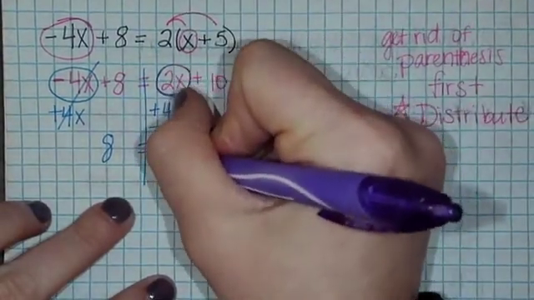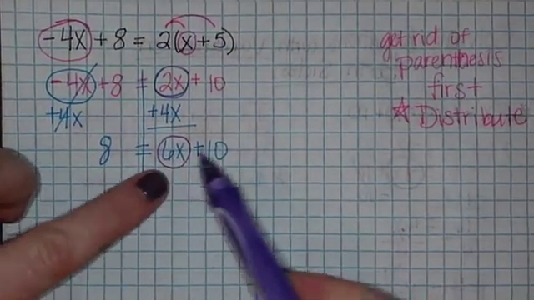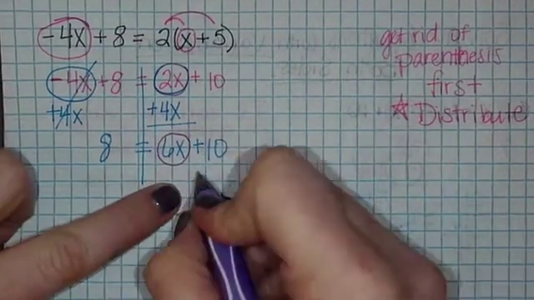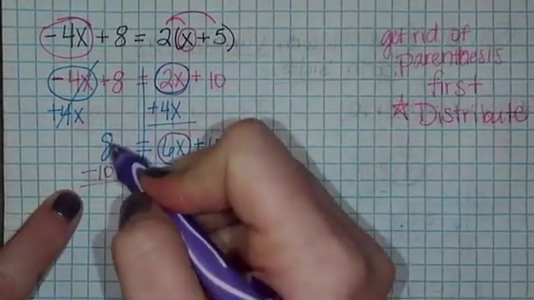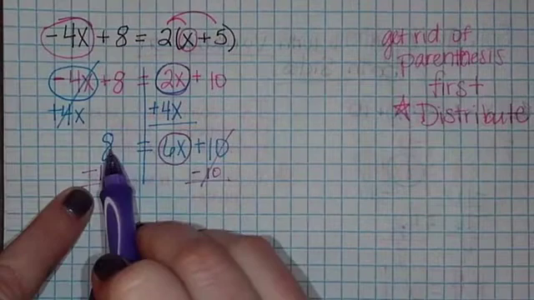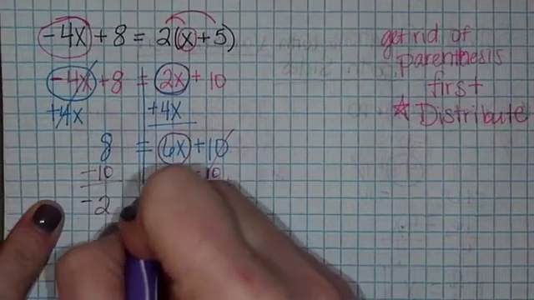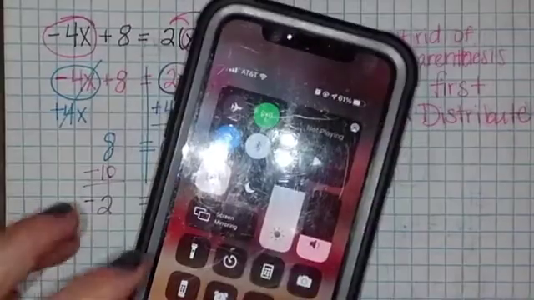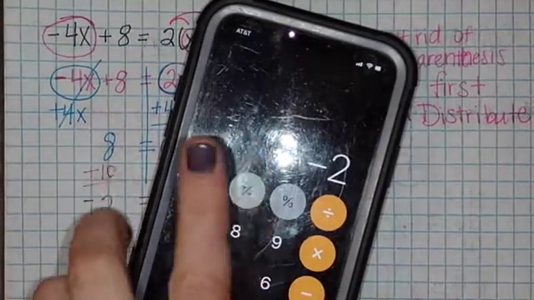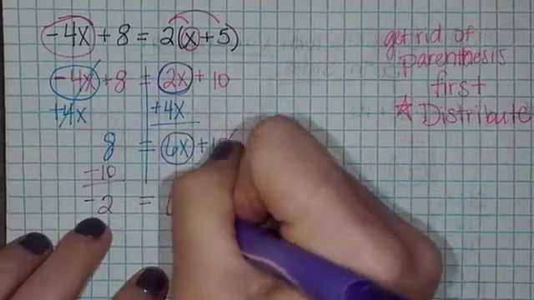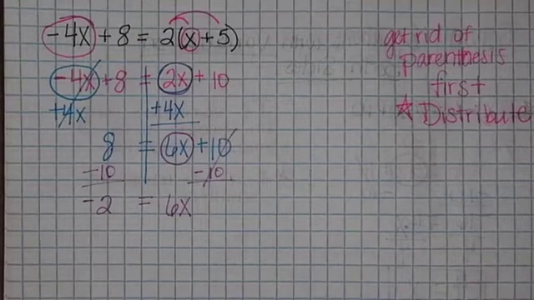Circle your variable again. I know it seems like we circle them forever, but you do it until it gets by itself. That's why we keep doing it. So then we have plus 10. So we're going to subtract 10 and subtract 10. 8 minus 10. So if I give you $8, but I owed you $10, I still owe $2. Or, use the calculator, 8 minus 10 is negative 2. Bring down your 6x. Okay, so we have negative 2 equals 6x.